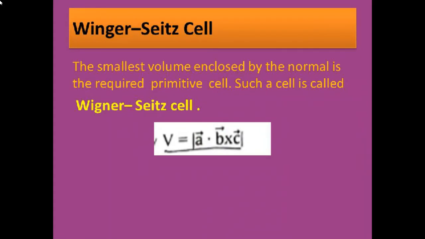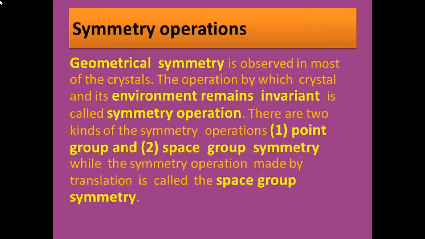The smallest volume enclosed by the normals in the primitive cell, such a cell is called a Wigner-Seitz cell, and its volume is given by V is equal to mod a bar dot b cross c. Very important, the volume of such a cell is given by V is equal to mod a dot b cross c. Numericals based on this they can ask you. Now we quickly see symmetry operations.